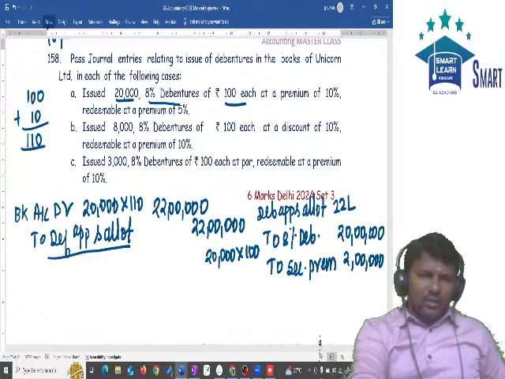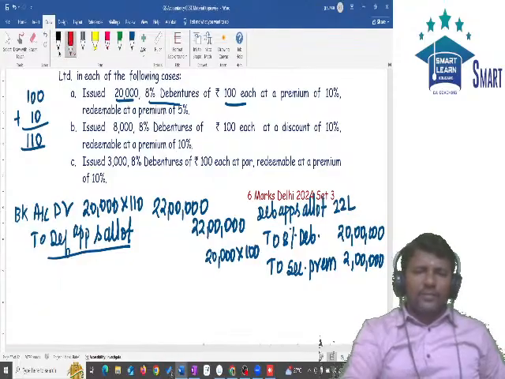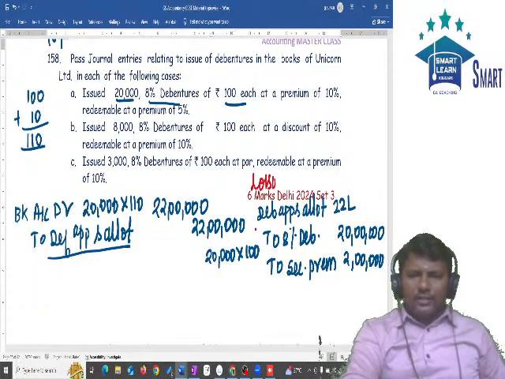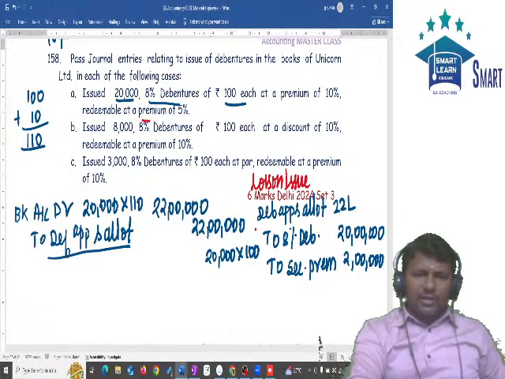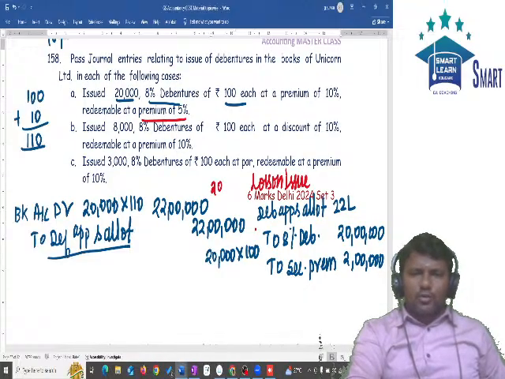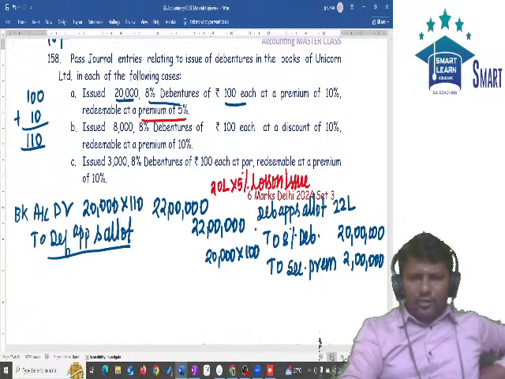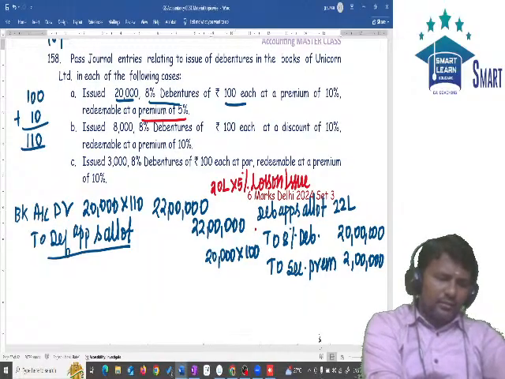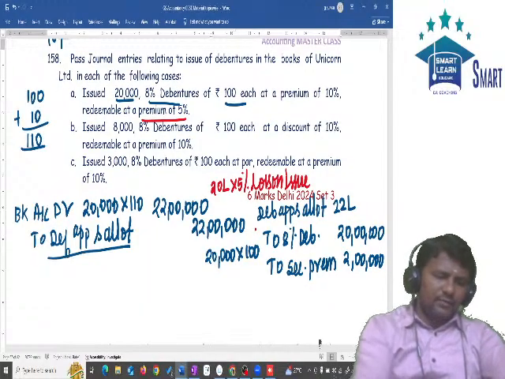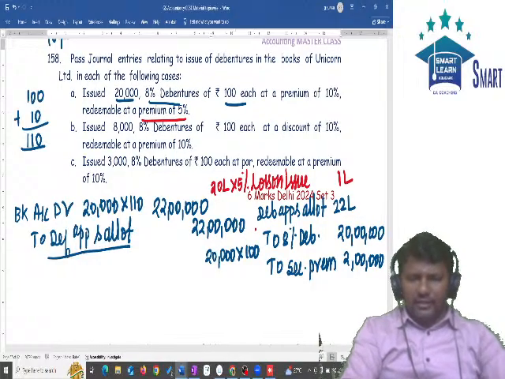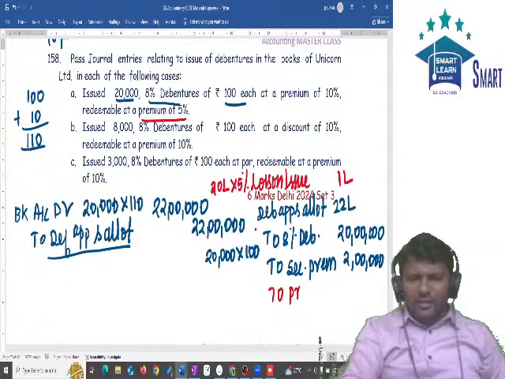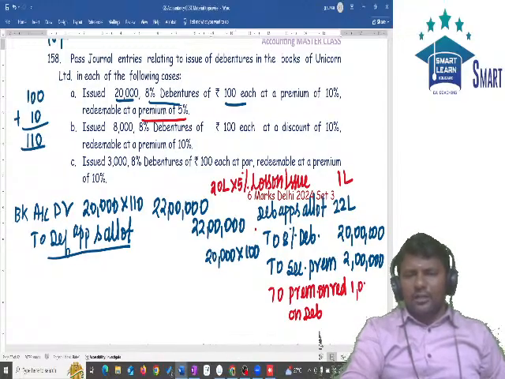Now we have to pass one entry for loss on issue of debenture. So which account should be debited? Loss on issue of debentures account should be debited for a premium of 5 percent. This amount should be calculated on face value. 20 lakhs into 5 percent will give you 1 lakh. So 1 lakh should be debited. The same amount should be credited to premium on redemption of debenture. Premium on redemption of debenture should be credited with 1 lakh.